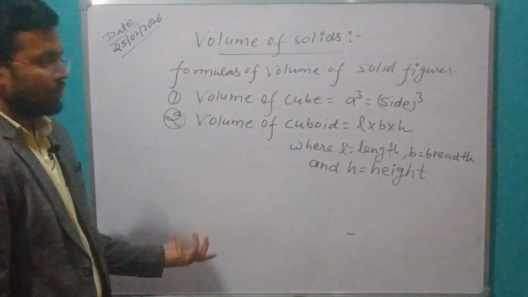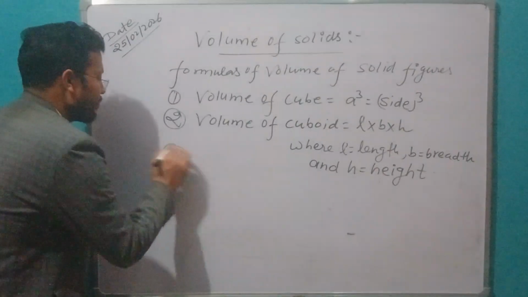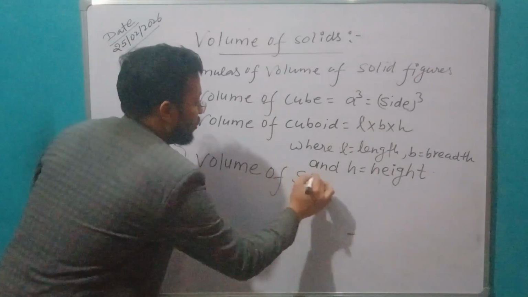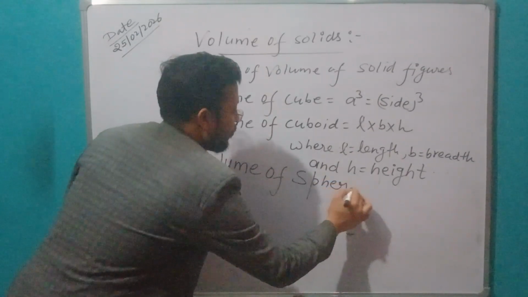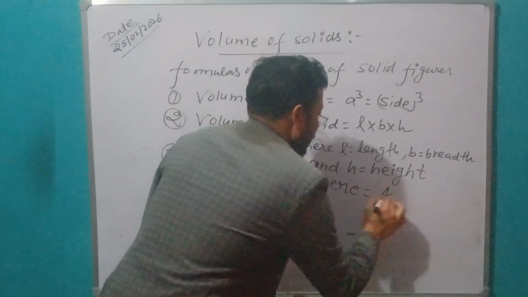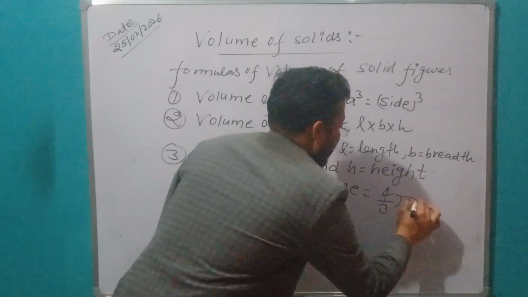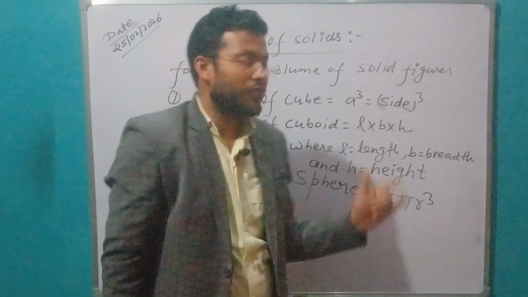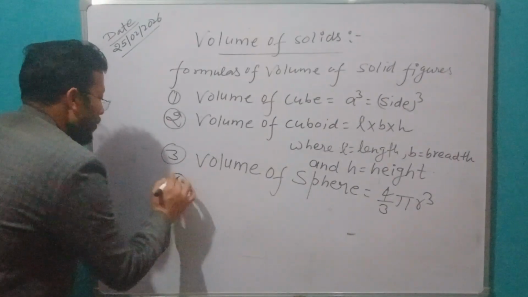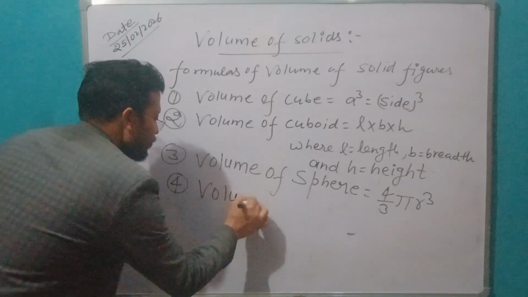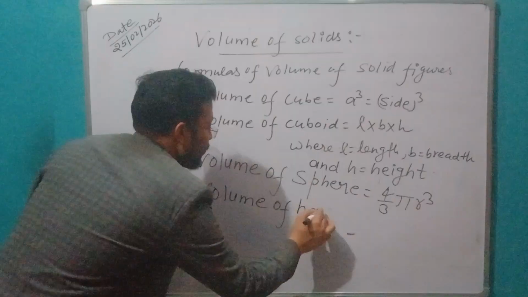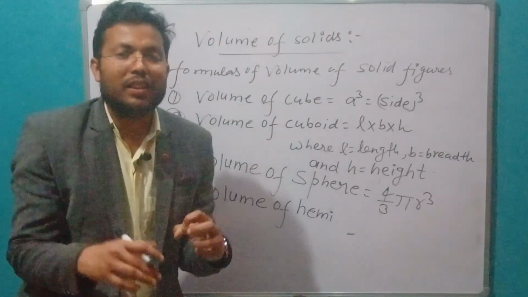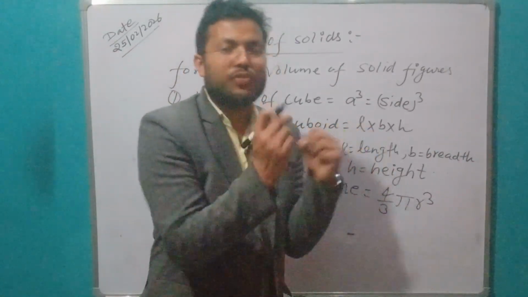H is the height. The third formula is the volume of a sphere: 4/3 πr³, where r is the radius of the sphere. And the fourth formula is the volume of a hemisphere. If we cut the sphere in half, we get two equal hemispheres.